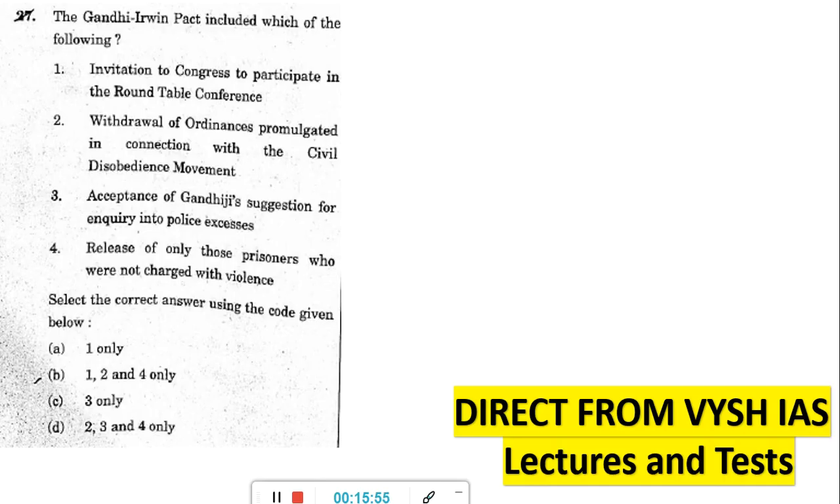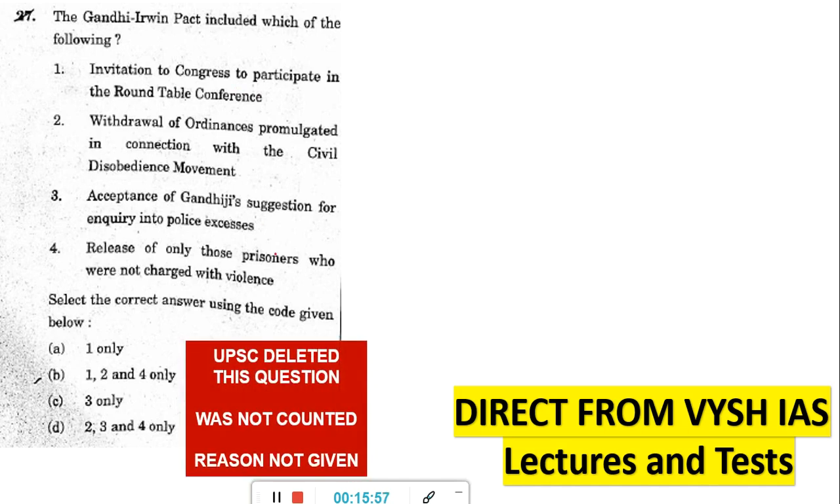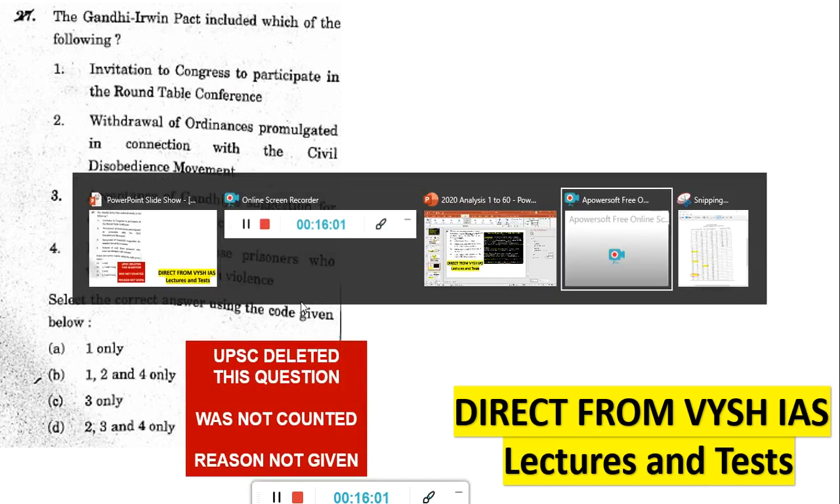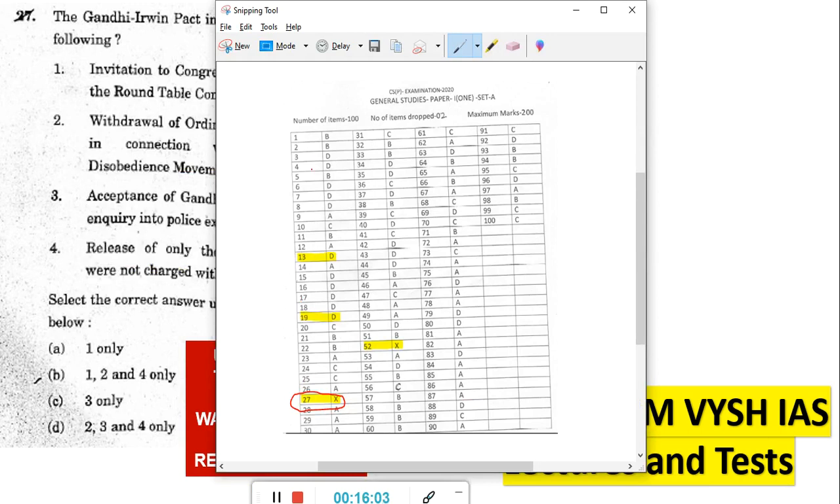Now, question number 27. This question, UPSC has deleted it. UPSC has skipped this question. So, how will you know that? In the answer key which UPSC publishes, if you see, this is the answer key published by UPSC. Here, number of items equals 100, number of items dropped equals 2, meaning 2 questions they did not count while evaluating. Coaching institutes also cannot predict and tell you because it's their choice and they will not give a reason. They are not giving a reason why this was dropped.